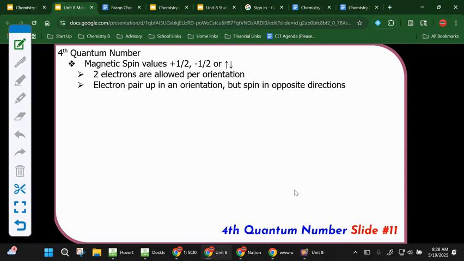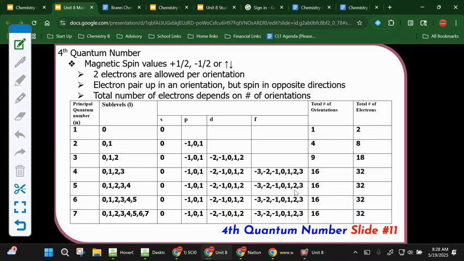By the way, the electrons pair up in an orientation, but they can only spin in opposite directions. They will never spin in the same direction in an orientation, because if they did, they would have the same 4 quantum numbers, and you cannot do that. You cannot do that. Okay? The total number of electrons depends on the orientations. So here it is, whole big picture, ladies and gentlemen.